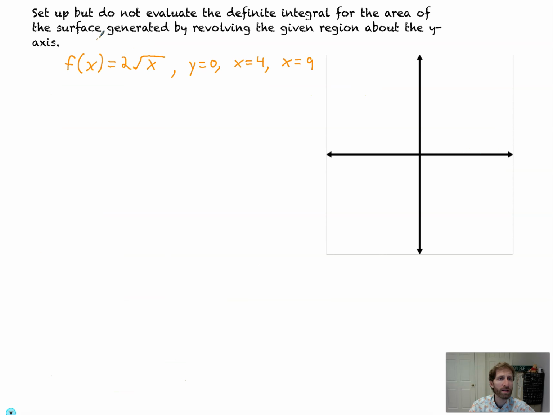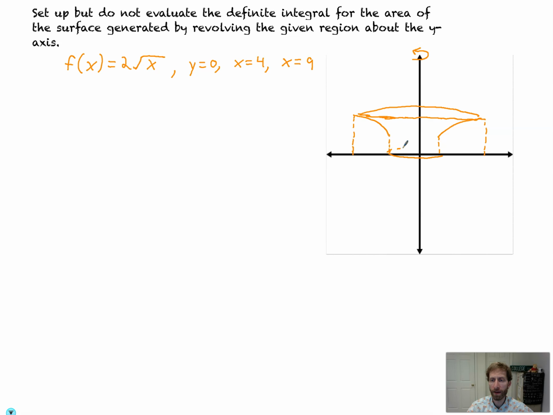Here we go. Set up but do not evaluate the definite integral for the area of the surface generated by revolving the given region about the y-axis. Okay, so if we're revolving this about the y-axis like this, still the same region that we had before, but the difference here is that we're actually going to revolve it this way, right? So we end up with a region like this. And while you do have a hole in all of this, we're not finding volume, right? So that's perfectly fine that there's a hole going on in here. You got some kind of solid like that.